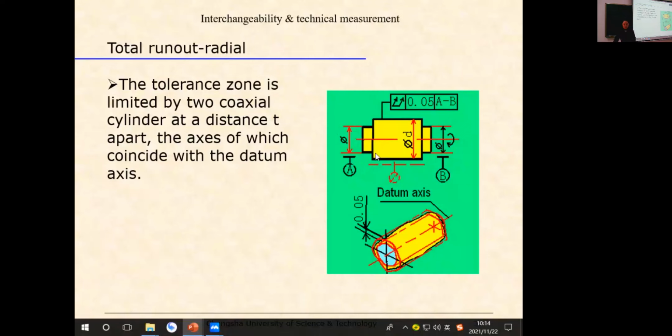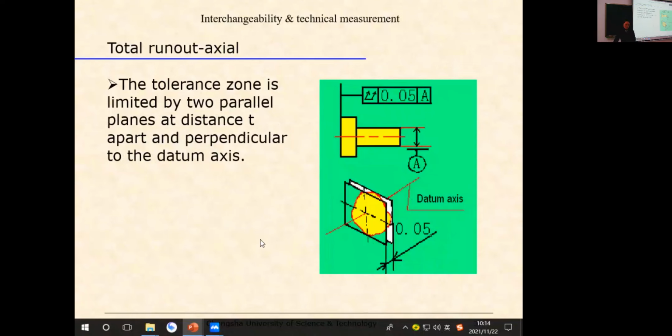And rotate 60 degrees, and the device moves from this point to this point. Then we get another data, and the shaft rotates another 60 degrees and we get another data, because this device is moved. That is the total runout radius. That is the difference, okay? And the total runout axial is the same.